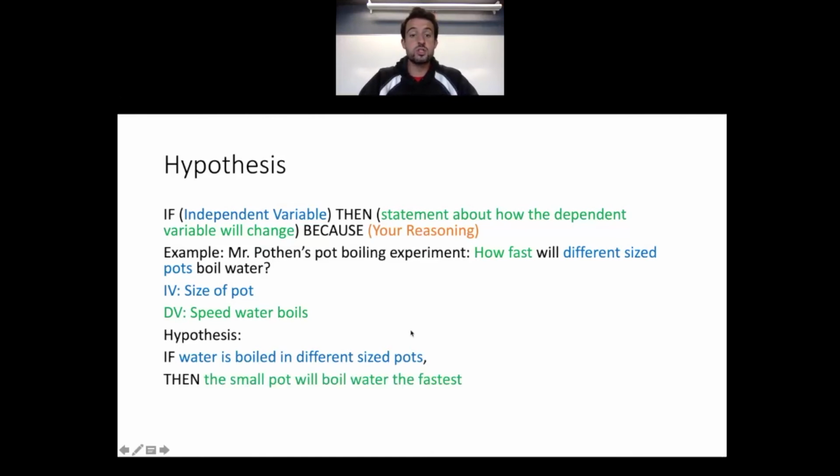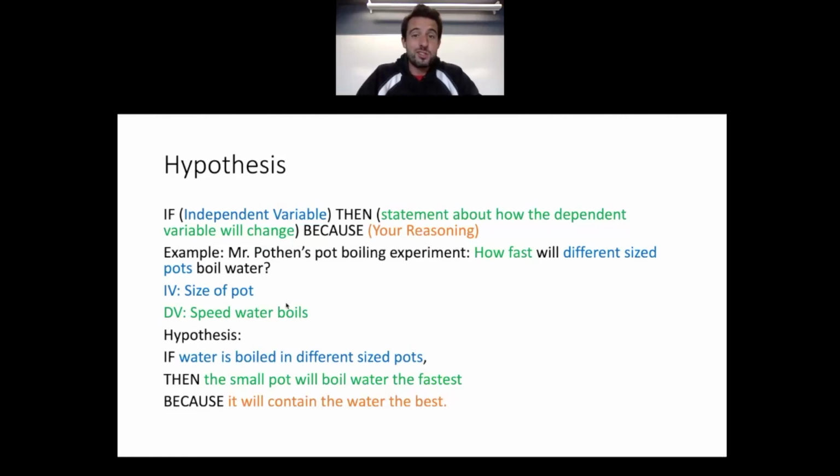Then the small pot will boil the water the fastest. See how I'm making a statement about the speed in which the water boils? I'm saying the small pot will boil it fastest. So I'm kind of saying what I think will happen, what I think the data is going to look like. And because I said it will contain the water the best.